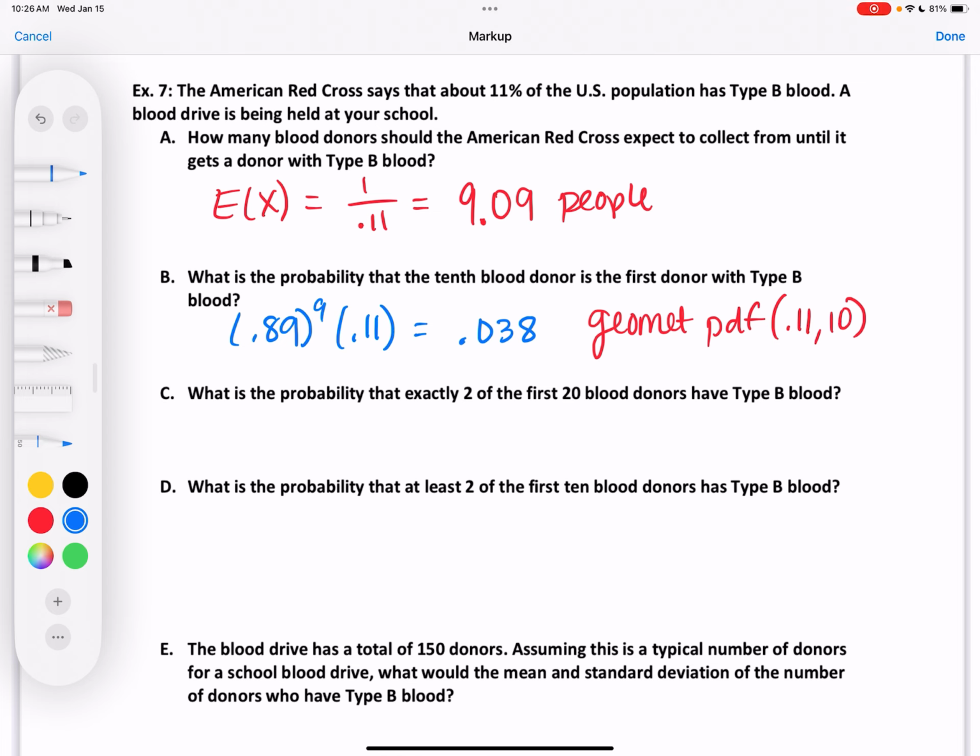What is the probability that exactly 2 of the first 20 have type B blood? So we're looking for an exact amount within the first 20.